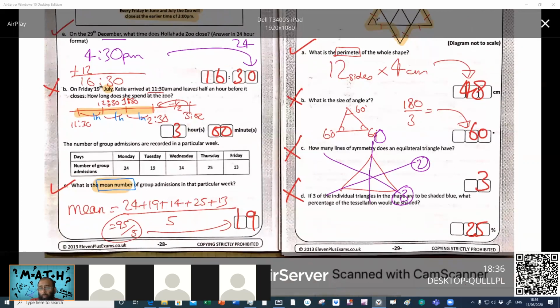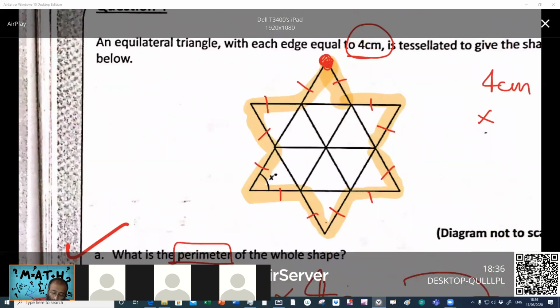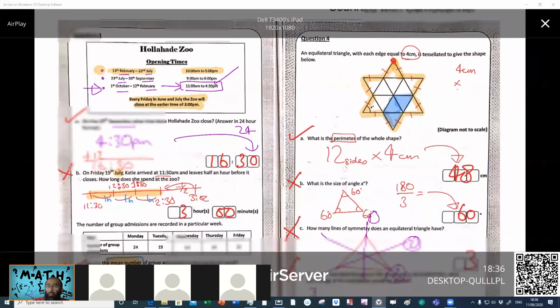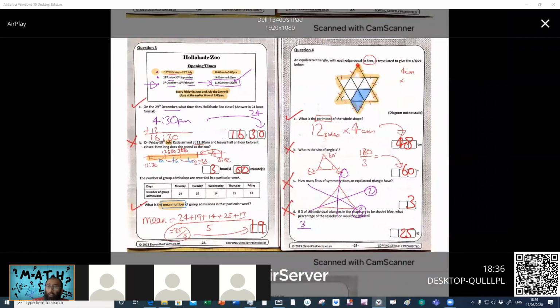Question number 3, read. If 3 of the individual triangles in the shape are to be shaded blue, what percentage of the tessellation would be shaded? Fantastic. Okay, right. Let's do that then. So this is blue. This is blue. And this is blue. So how much of the shape is blue, Ayan, now? 3 triangles out of how many? 12. Fantastic. 3 out of 12.